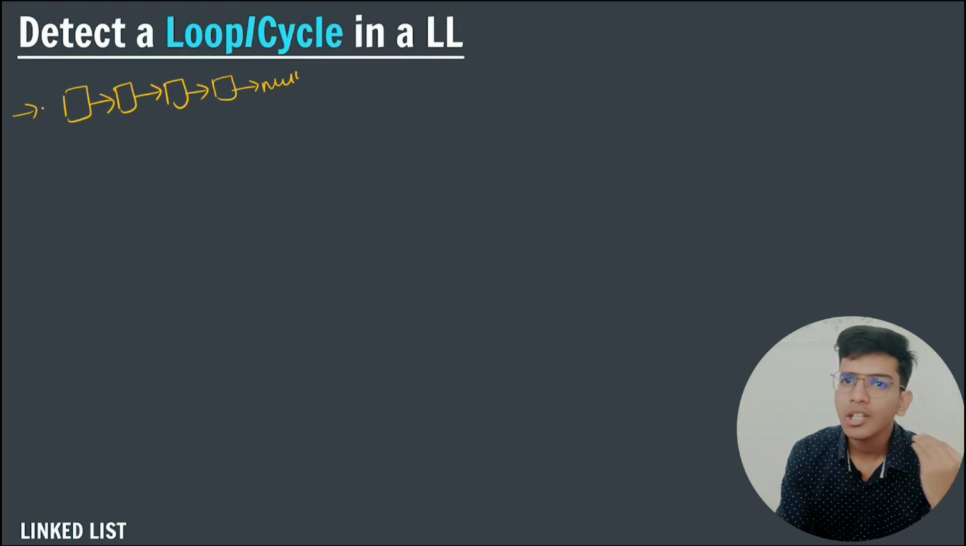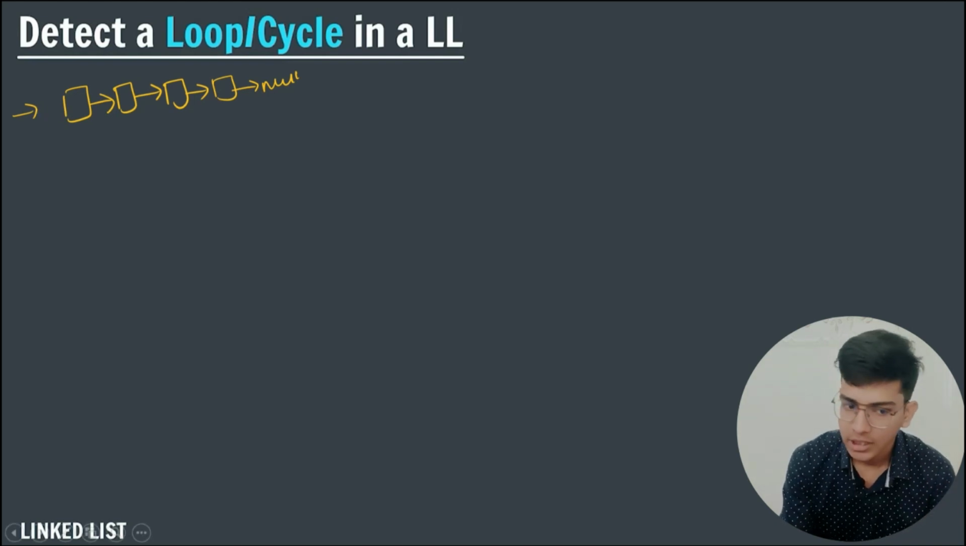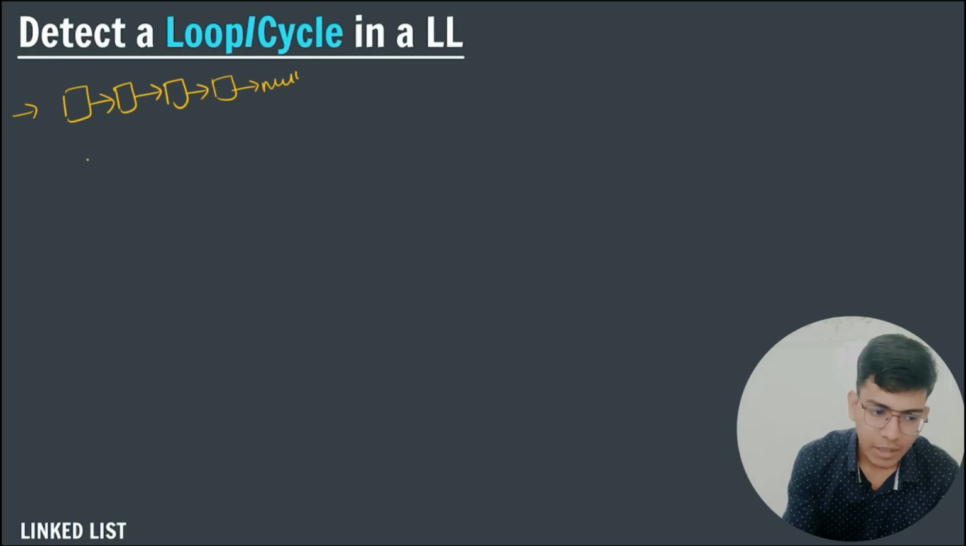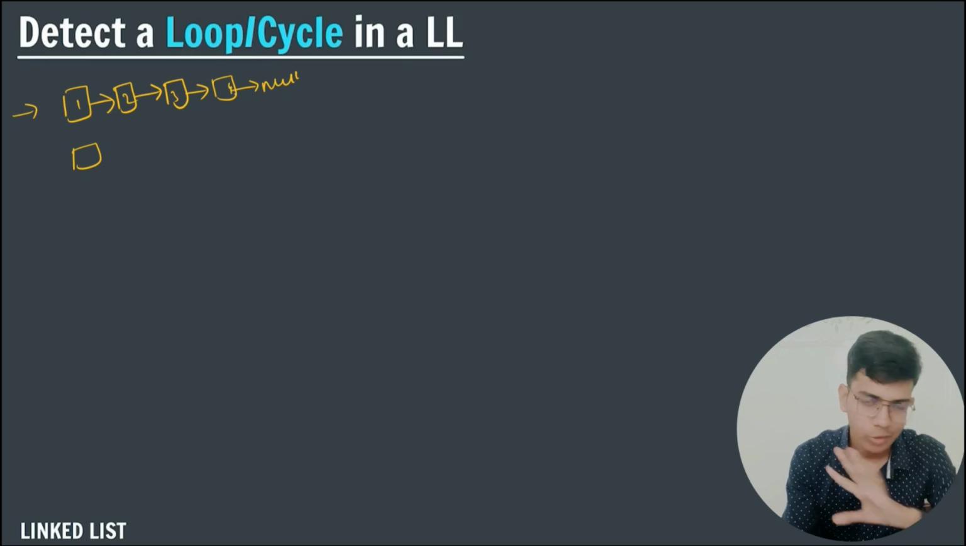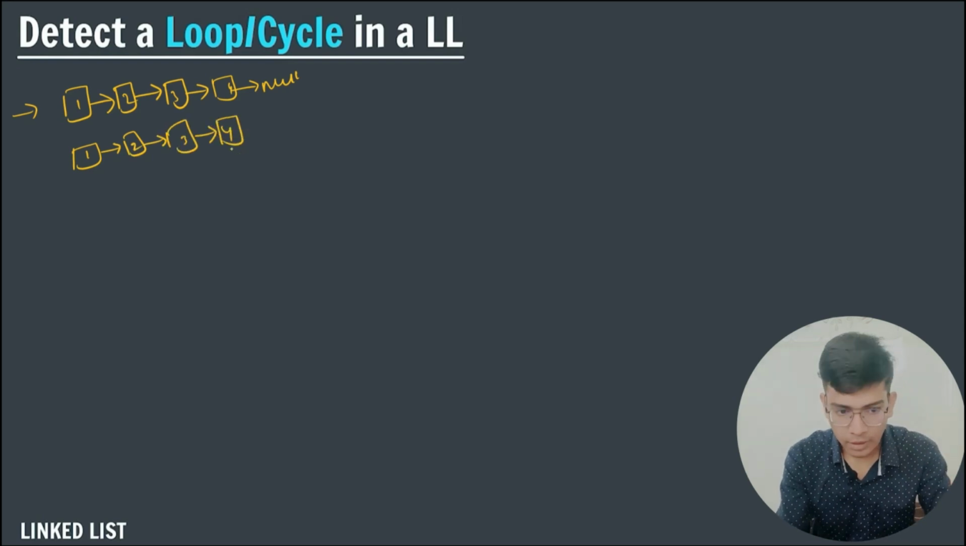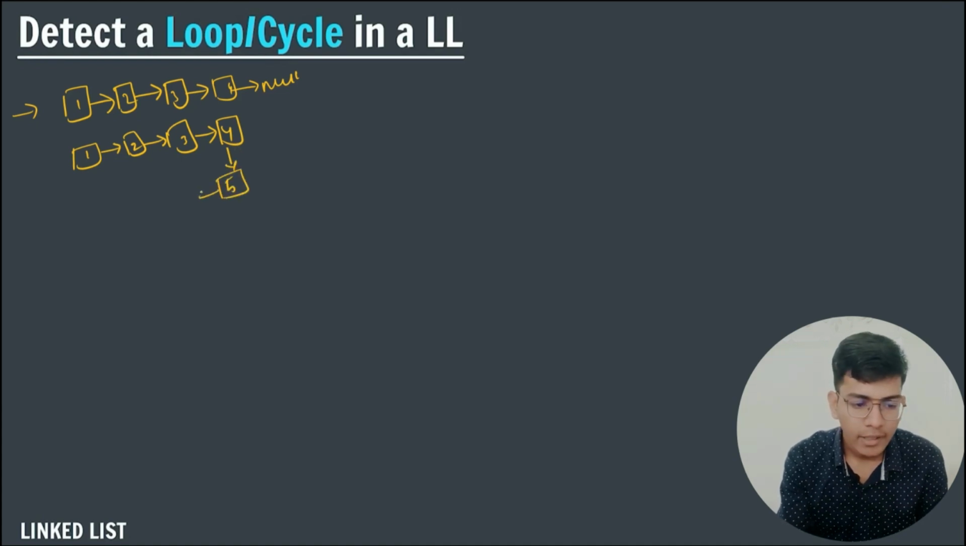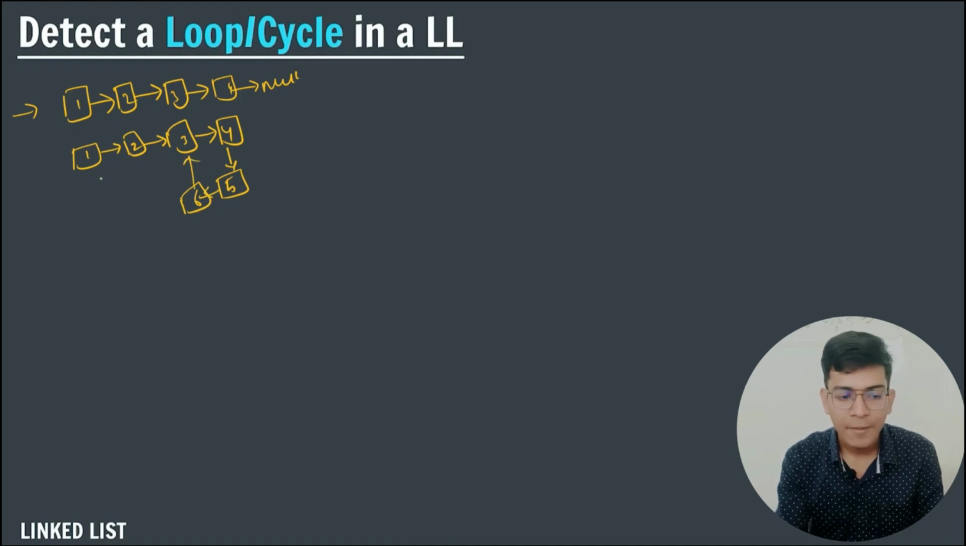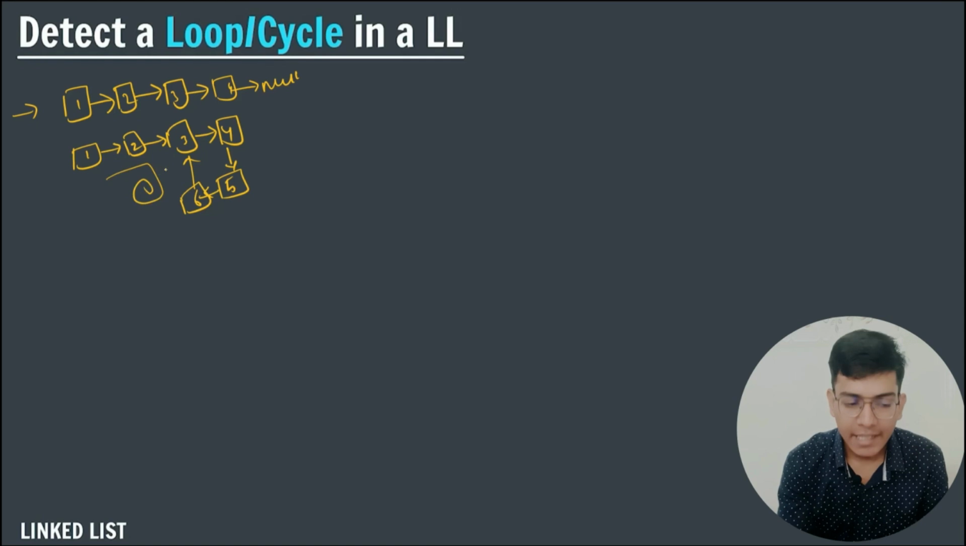Now what is the meaning of a cycle in my linked list? Let us consider an example: 1, 2, 3, 4, and 4, instead of pointing to null, is pointing to 5, and 5 is pointing to 6, and 6 is pointing again to 3. This is known as a cycle, or a loop, in my linked list.